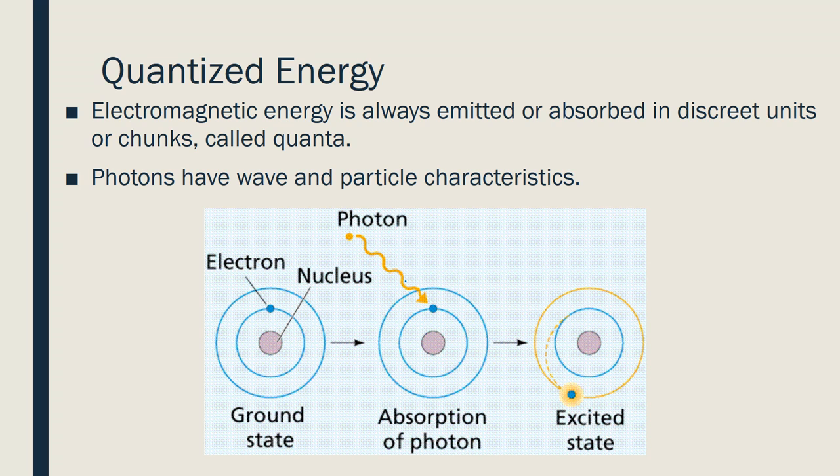Photons are unique in that they have two characteristics. They act like a wave, having wavelength. They can travel through space, meaning they don't need a medium, but they also have a particle-like characteristic, meaning something that acts like something that has mass.